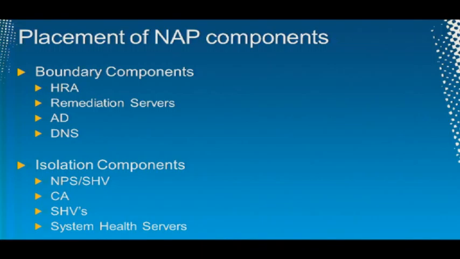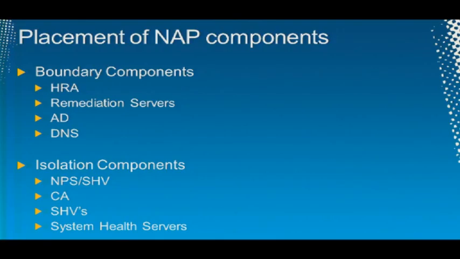So, boundary components and isolation components. Essentially, we only want to put things in our boundary zone that unhealthy clients need to connect to. So in this case, it's our HRA and our remediation servers. Now, we've got AD and DNS up there as well. You have to keep those in your boundary zone, but they're not necessarily part of your NAP infrastructure. Isolation components is everything else: NPS, CA, SHVs, system health servers. We don't want unhealthy clients to be able to connect to servers that they have no need to connect to.